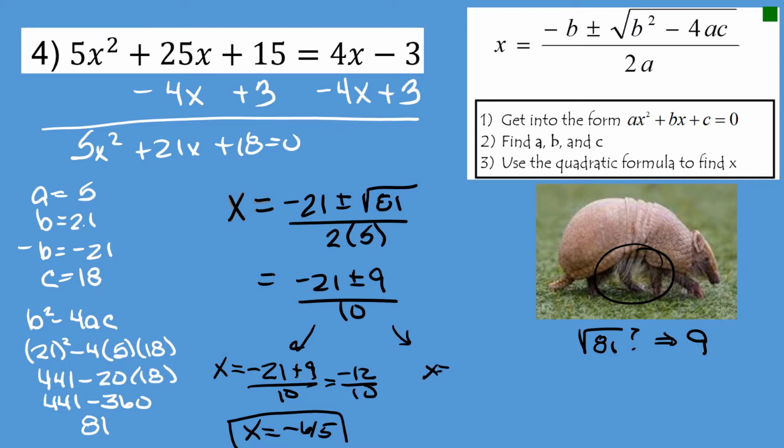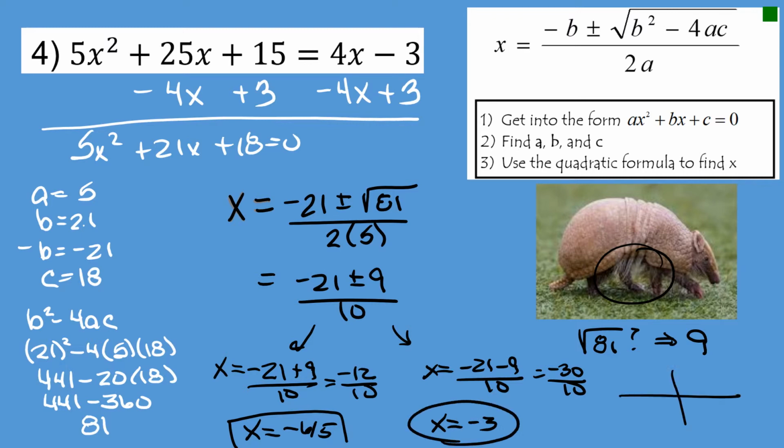I also have to do x is negative 21 minus 9 over 10. That would be negative 30 over 10. So x would be negative 3. Now, if you were graphing that, there's 1, 2, 3. Negative 6/5 is negative 1 1/5. So you would go negative 1 and a little bit more. Okay? We are so close to being done.